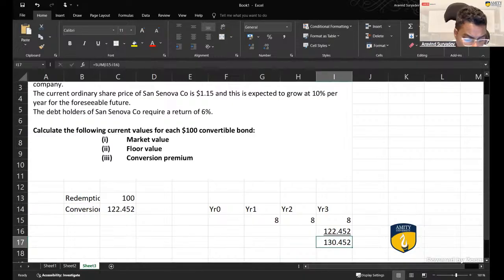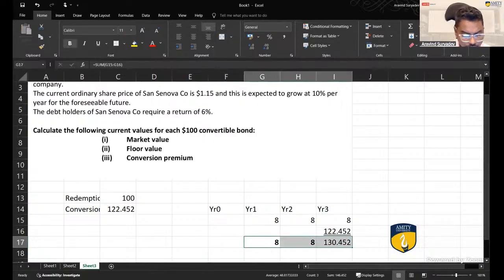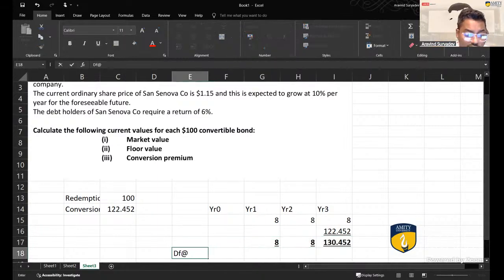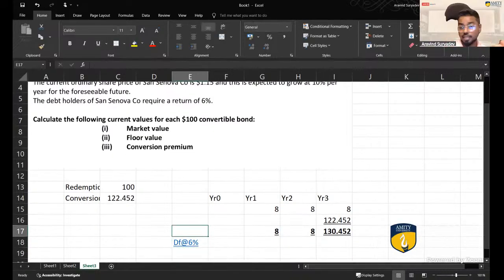Now I'll take the totals here. Totals of all the cash flows that can come up in year one, year two, year three. So these are the cash flows that we need to take into consideration. Now, how will I find the present value of this? What discount factor should I use? The discount factor that has been given here is 6%. We should use the discount factor of debt holders, or generally the rate of return required by debt holders without a conversion option.